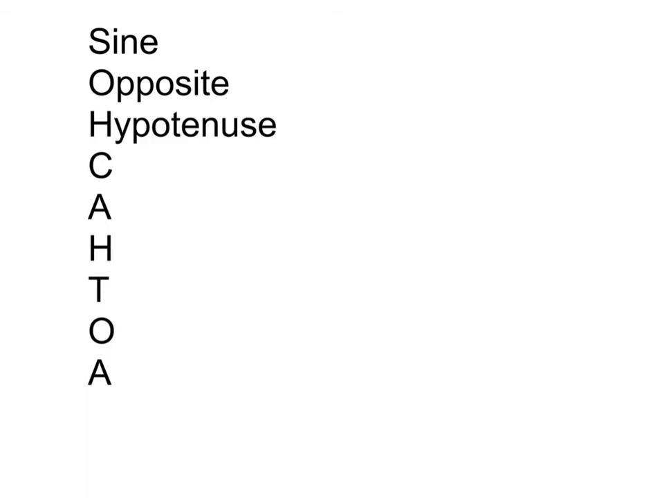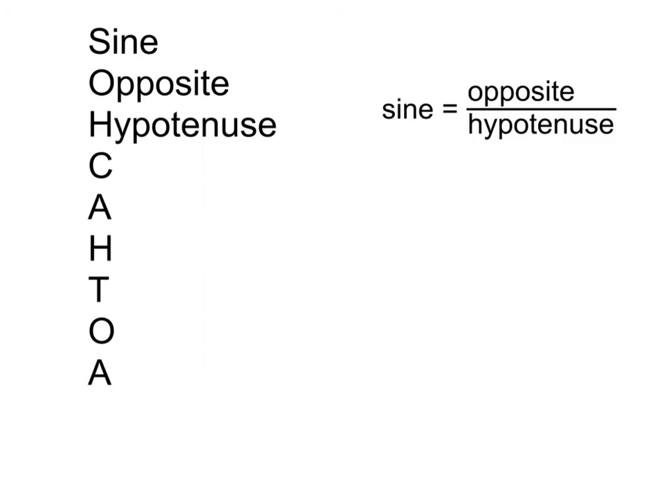And so, how does this help us? And again, add this into your notes if it's going to be helpful for you. The reason why this can help us is because S is sine. And remember what you just wrote down in your notes? Sine equals opposite over hypotenuse. SOH. Sine, opposite, hypotenuse. And that lets you remember that sine equals opposite over hypotenuse.